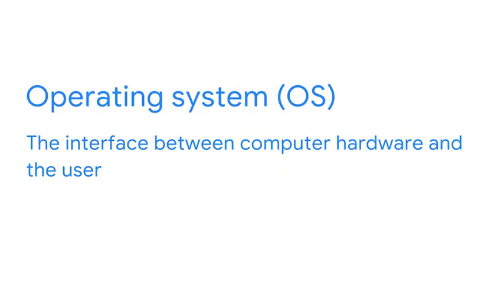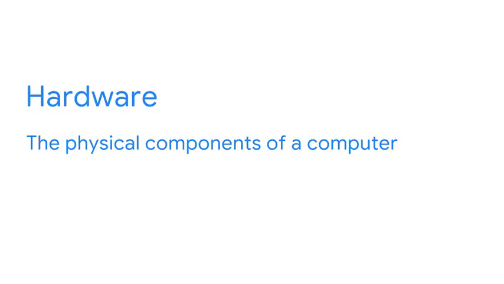It's the interface between the computer hardware and the user. The operating system, or the OS as it's commonly called, is responsible for making the computer run as efficiently as possible while also making it easy to use. Hardware may be another new term. Hardware refers to the physical components of a computer. The OS interface that we now rely on every day is something that early computers didn't have.